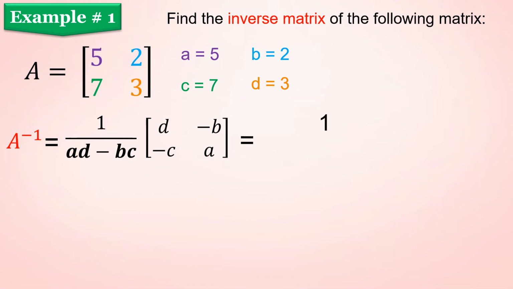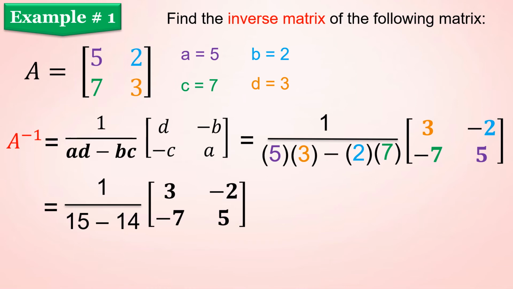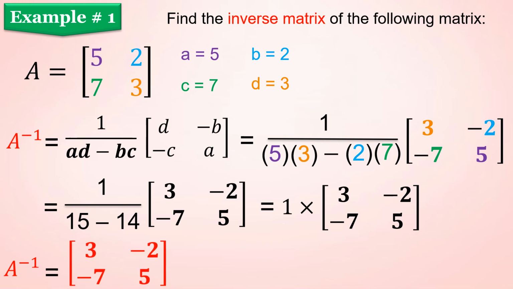So the inverse of A, or A to the negative 1, equals 1 over AD minus BC times D, negative B, negative C, A. Now we are going to substitute the values. In substituting the values, be very careful. So we have 1 over 5 times 3 minus 2 times 7, times 3, negative 2, negative 7, 5. Simplifying further, we have 15 minus 14 times 3, negative 2, negative 7, 5. And then 15 minus 14 is 1. So we have 3, negative 2, negative 7, 5 times 1, which is equal to 3, negative 2, negative 7, 5. So therefore the inverse of matrix A is equal to 3, negative 2, negative 7, 5.